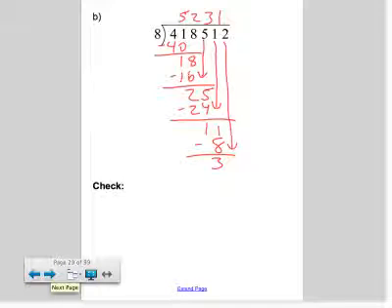And finally, bring down the 2. 8 goes into 32 four times. 4 times 8 is 32. Subtract them, your remainder is 0. Okay? Quick check.